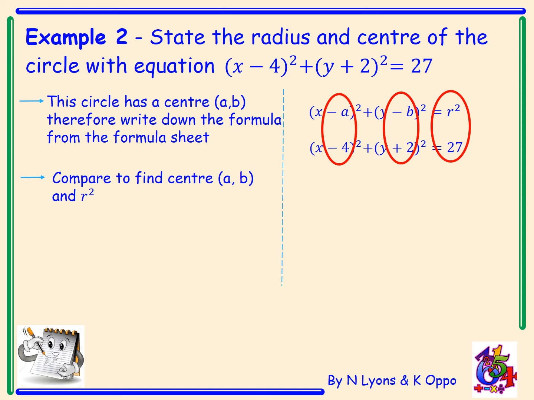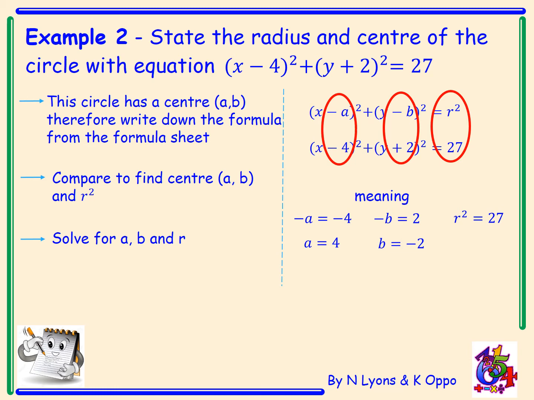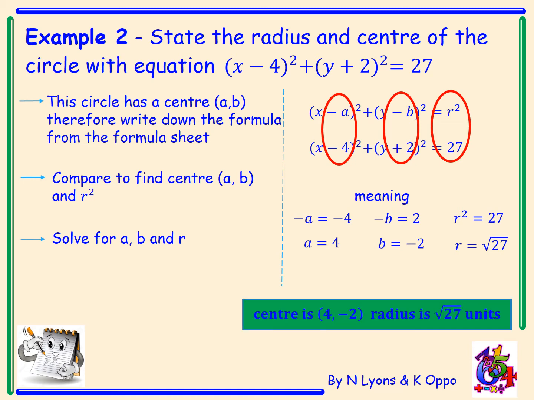So comparing, we can see that negative a is equal to negative 4, negative b is equal to 2, and r squared is equal to 27. We will then solve for a, b and r. So a is equal to 4, b is equal to minus 2, and r is equal to root 27. Final step is to just state our answer, which is the centre is (4, minus 2) and the radius is root 27.